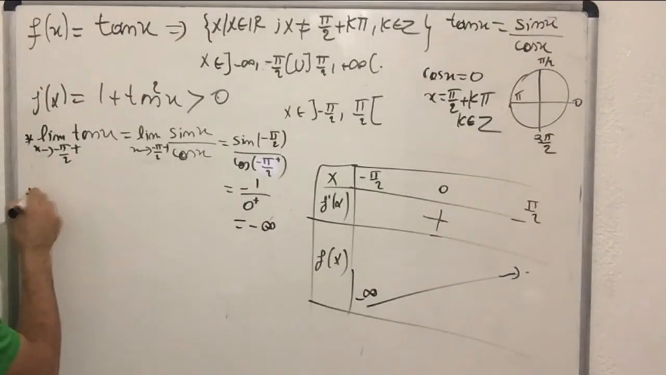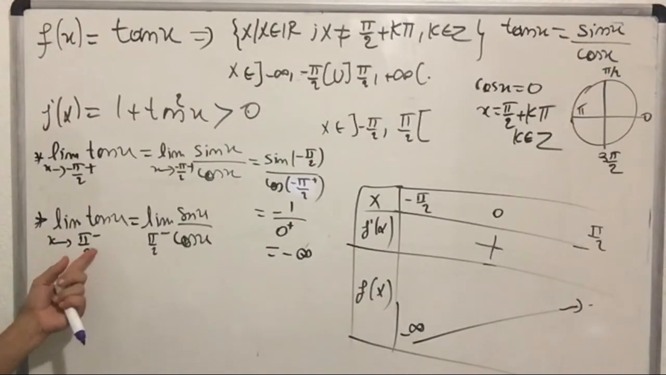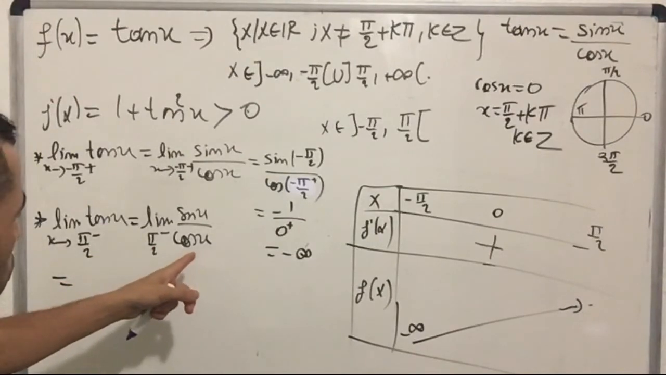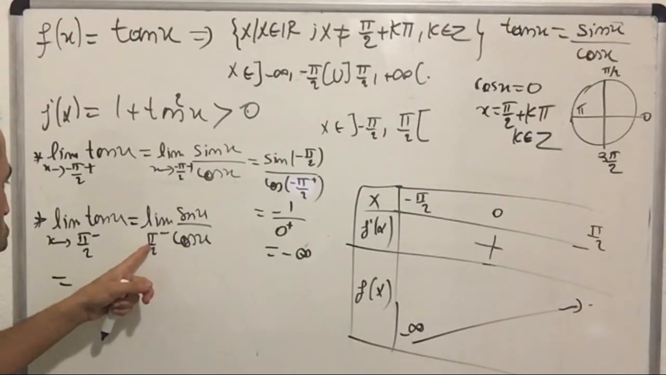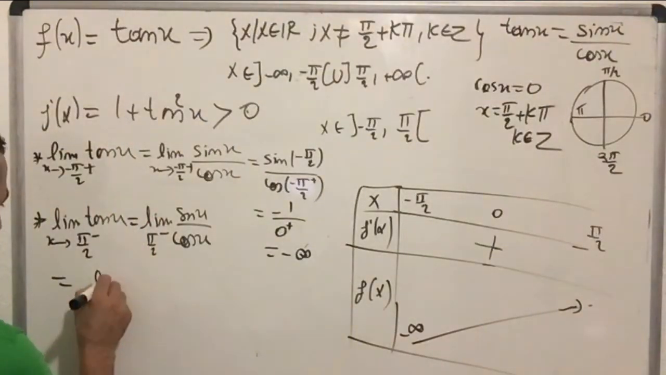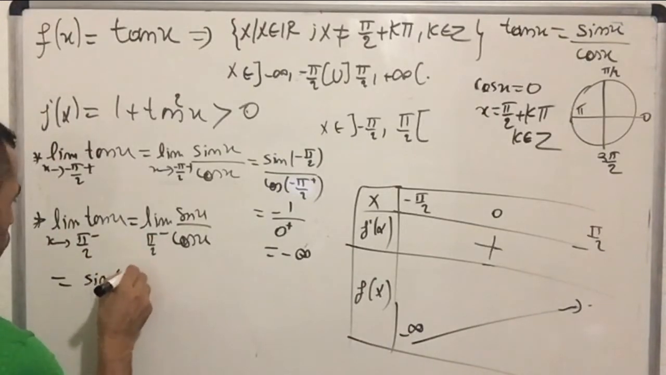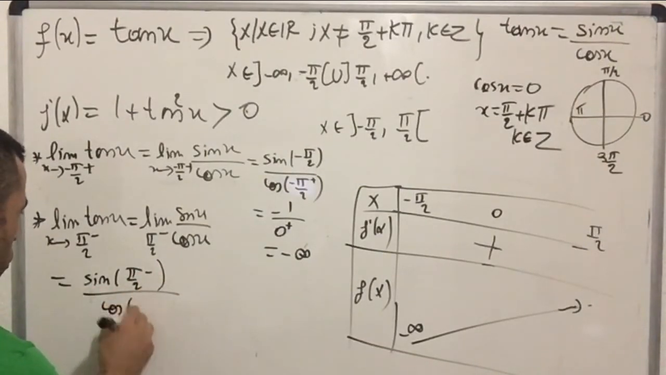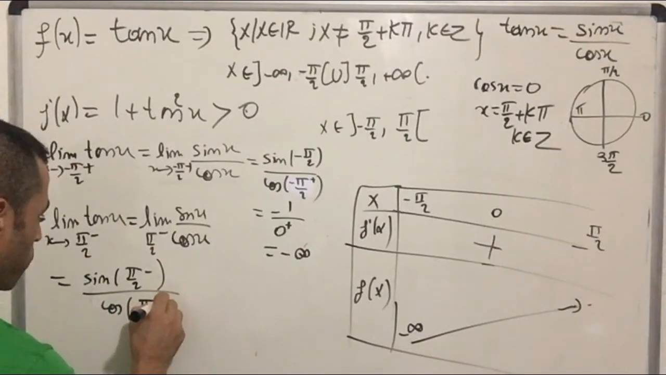I'm going to calculate the limit of tangent x at the point pi over 2 from the left hand side, okay? So equal to the limit of sine x over cosine x when x is approaching pi over 2 from the left hand side. Be very careful when we calculate the limit here. If you plug in, you will have sine of pi over 2 from the left hand side, and cosine of pi over 2 from the left hand side, okay?